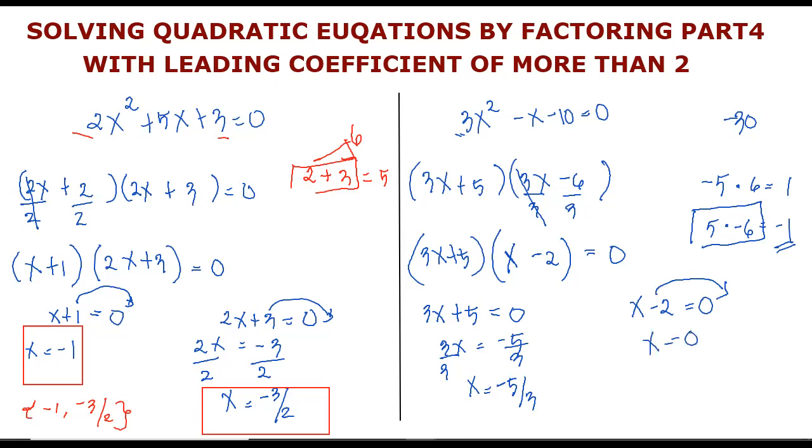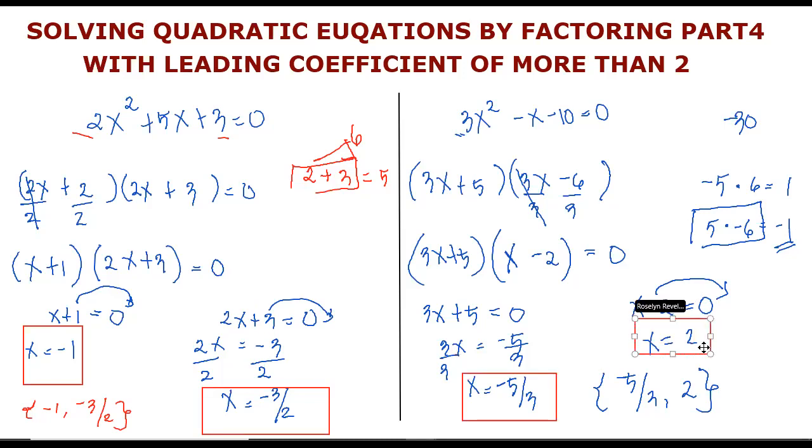Positive, okay, x is equal to positive 2. So the solution of the equation 3x squared minus x minus 10 is equal to 0 is x is equal to negative 5 over 3 and x is equal to 2. Okay, nakukuha po, or x is equal to negative 5 over 3 and x is equal to 2.